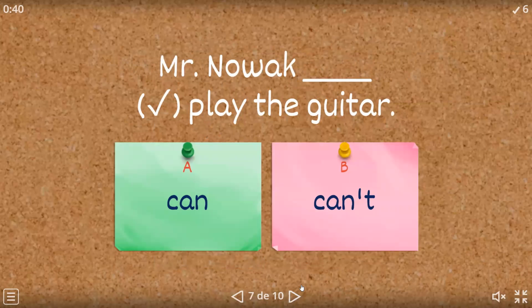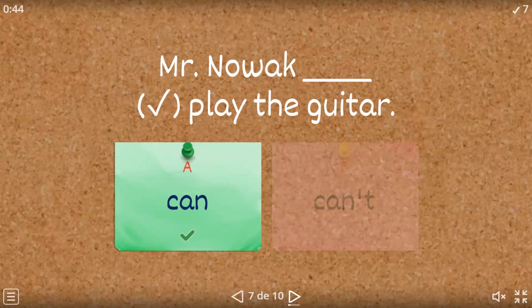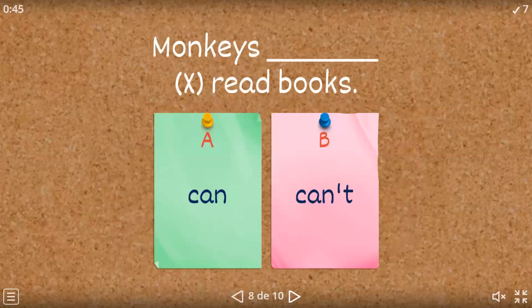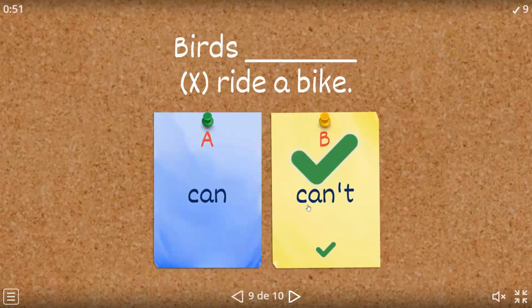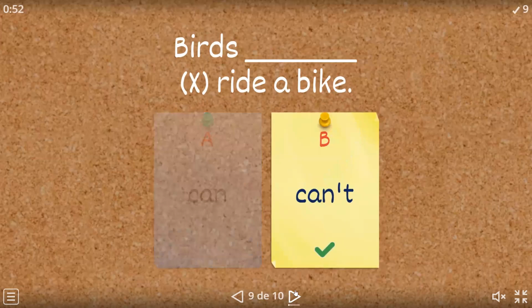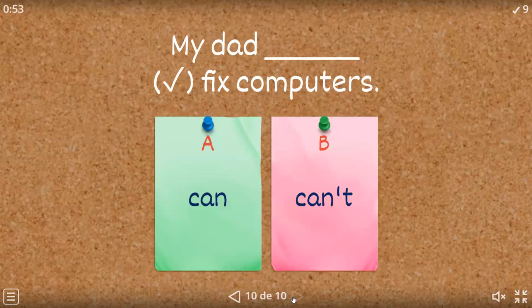Now, Mr. Nowak can't play the guitar. Can play the guitar. Now, monkeys can't read books. Exactly. Now, birds can't ride a bike. Yes, exactly. It's impossible, right? Yes, we cannot use it.